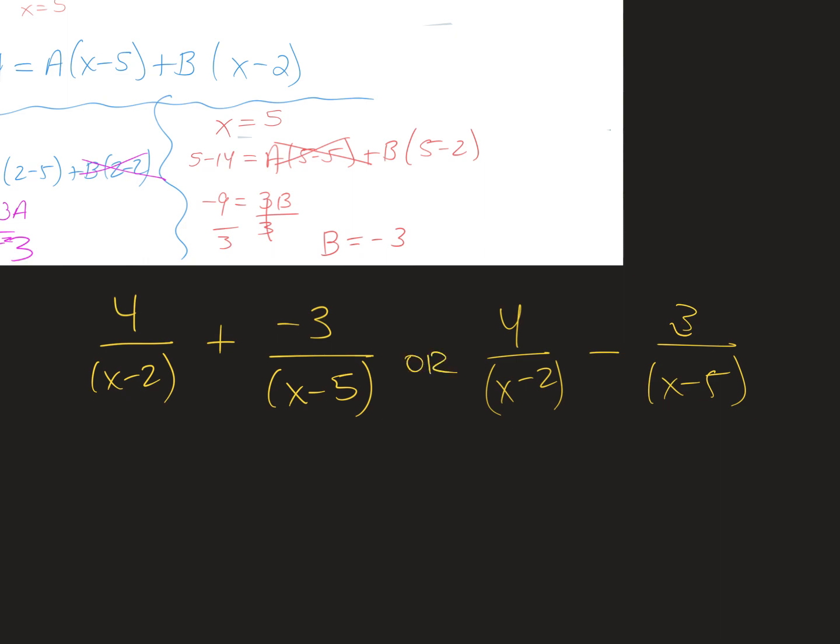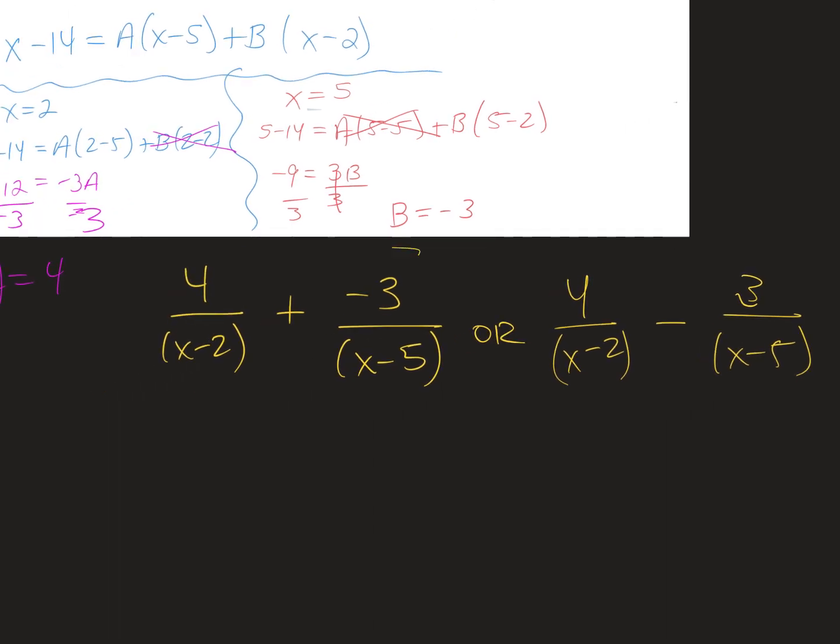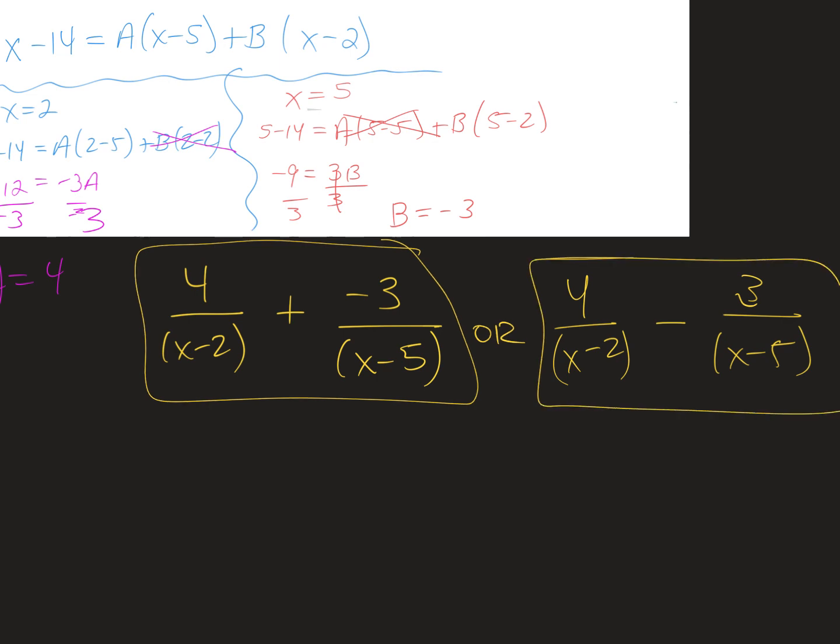Some of you, if you did x minus 5 first, yours says negative 3 over x minus 5 plus 4 over x minus 2. The order doesn't matter as long as the correct constant is with the correct denominator and the signs are right. So either one of these is a correct answer. If you have plus and negative, I'm fine with that. Or if you actually want to say minus, that's fine.